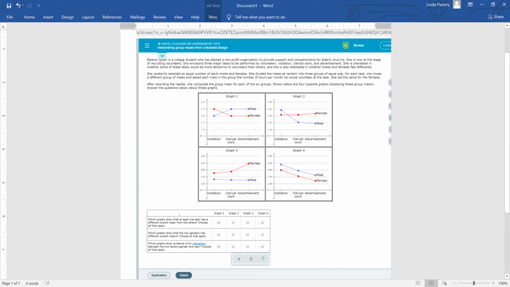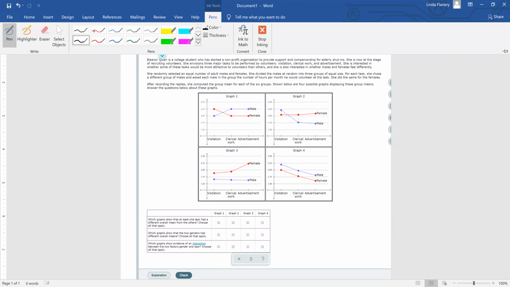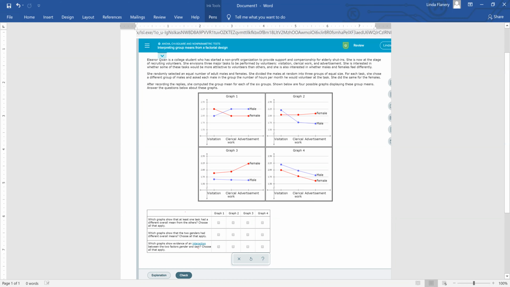And so I've got to turn my pen on here. And so since I'm looking at the tasks, that didn't go. Now we should see it. Oh, there we go. It looked weird.